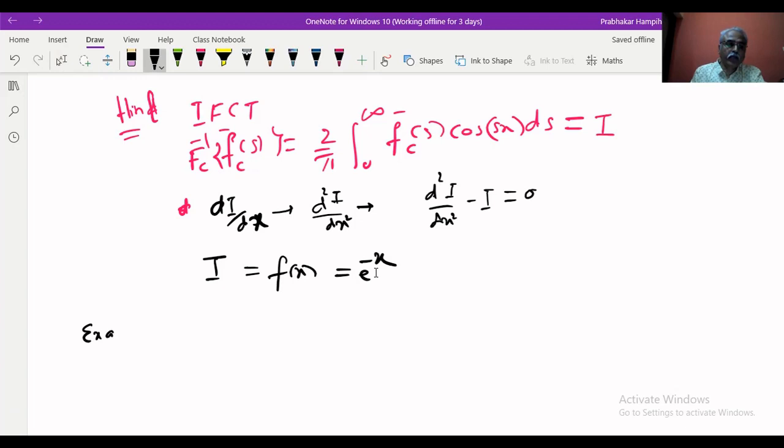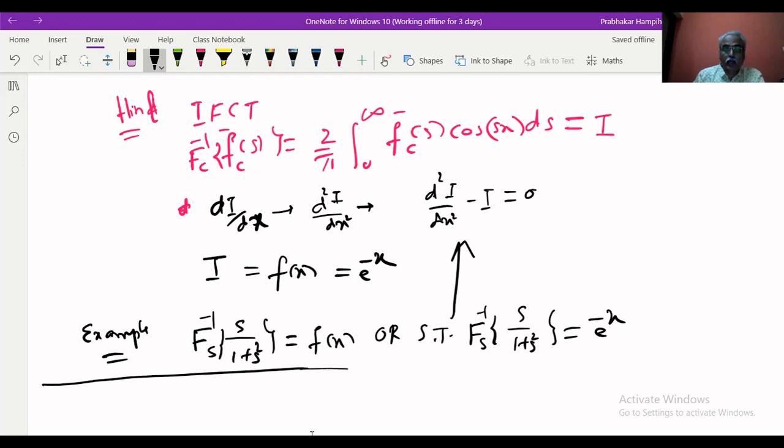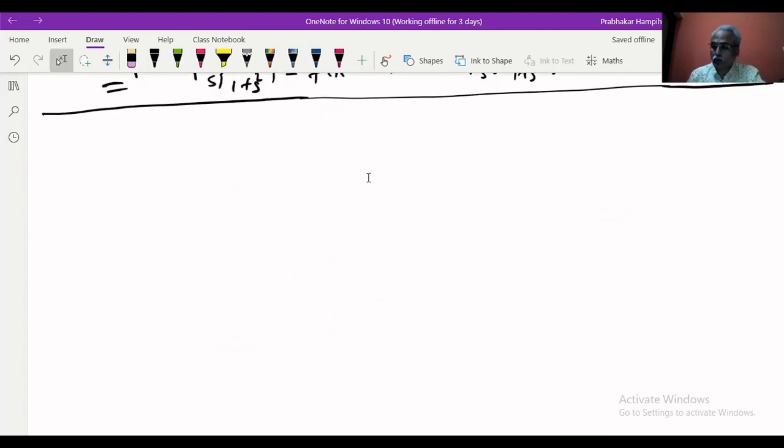The next example is also very similar. Find the Fourier sine inverse of s by 1 plus s square, or show that the Fourier sine inverse of s by 1 plus s square is also e raised to minus x. The hint is very similar to the similar example. So now try this. Otherwise, feel free to tell me. I'll take one more class for that if at all you want. But I think you can try that and you will get it. Because they are similar, I'll go to the example which is not similar.